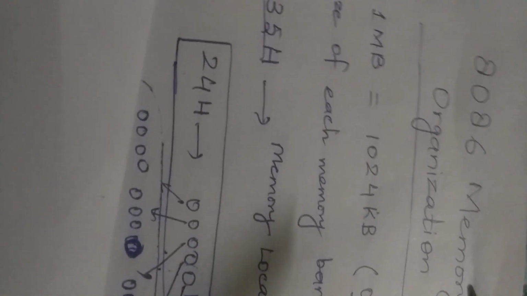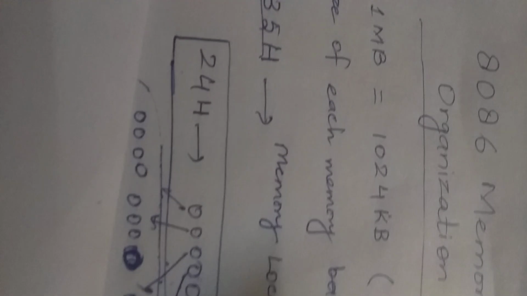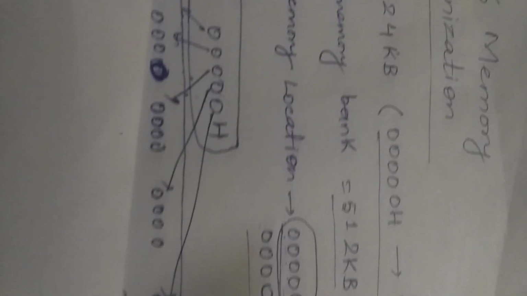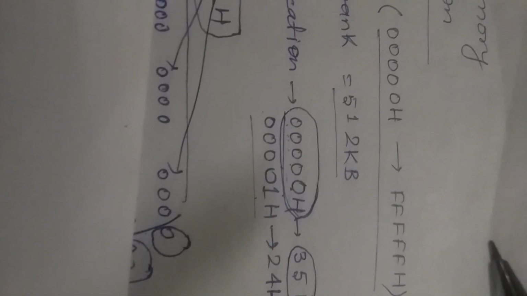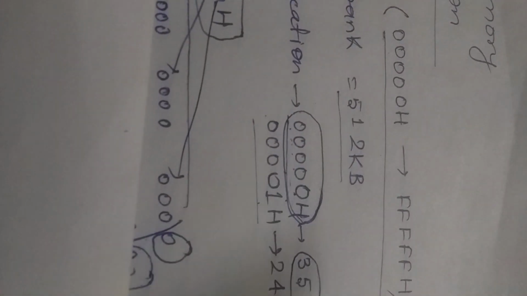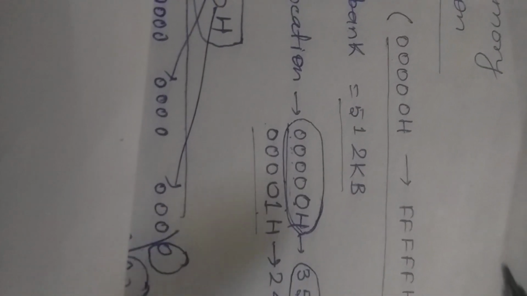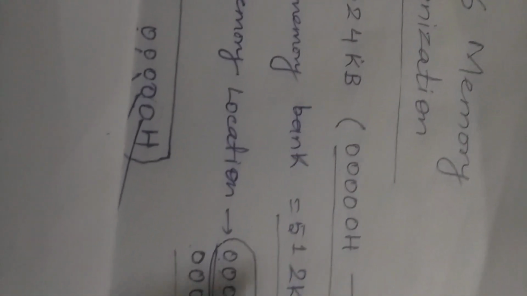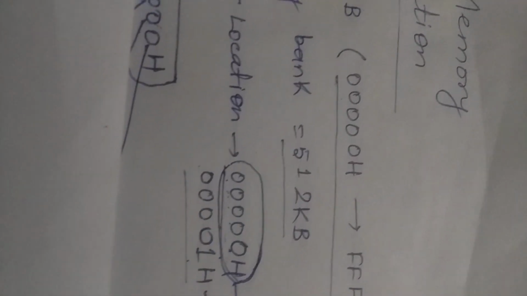So here I am showing some calculations. 1 megabyte is equivalent to 1024 kilobyte. So here the address range of the 8086 memory is from 00000H to FFFFFH, and the size of each memory bank is 512 kilobyte.